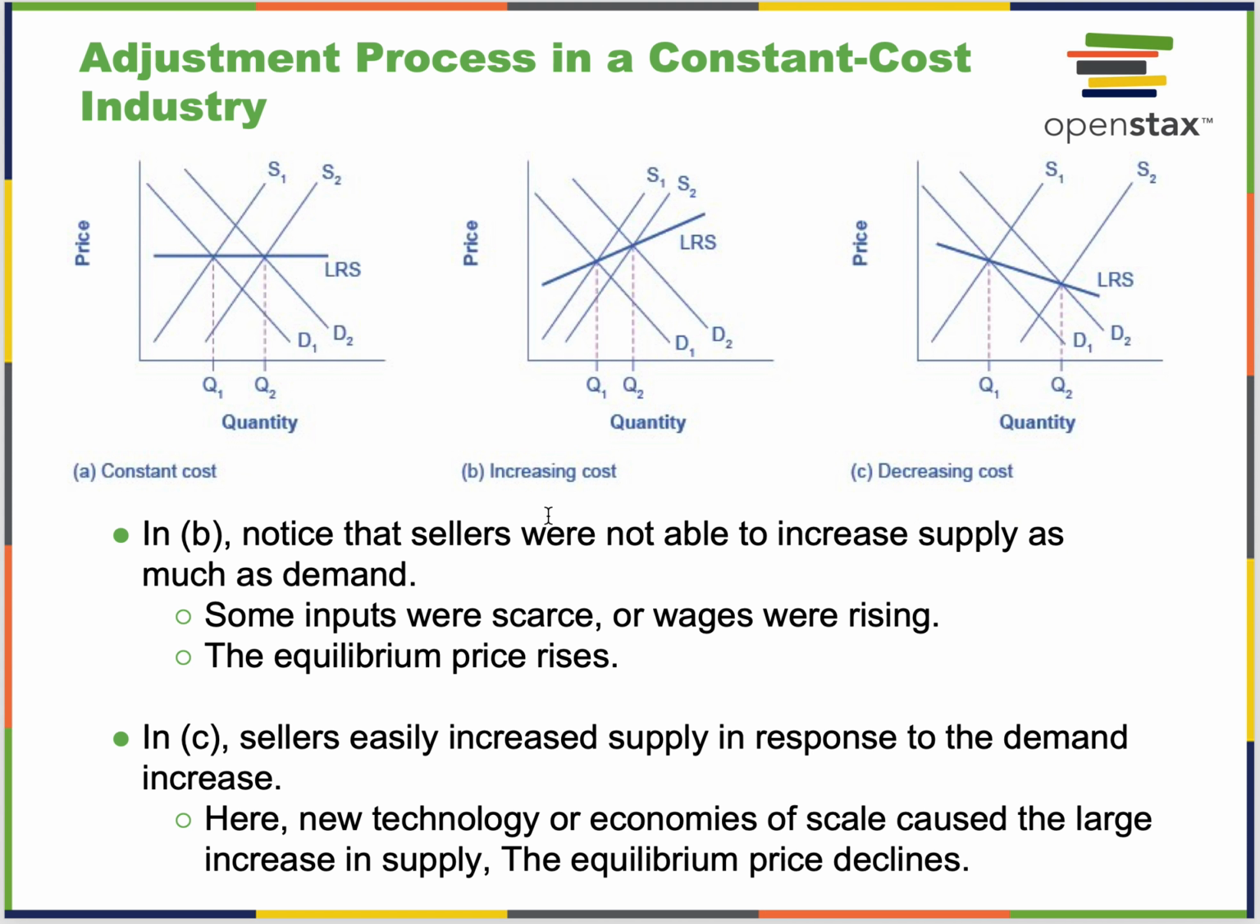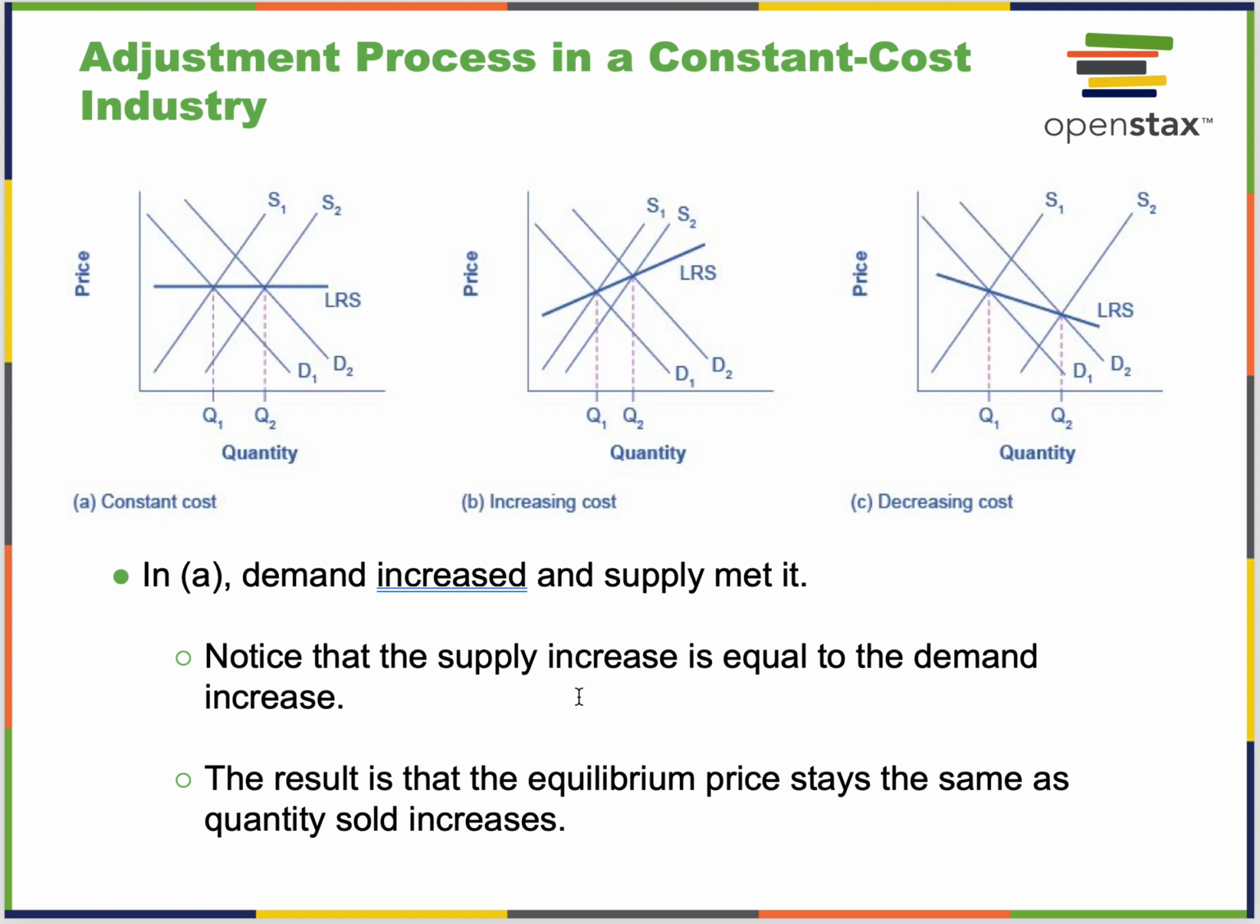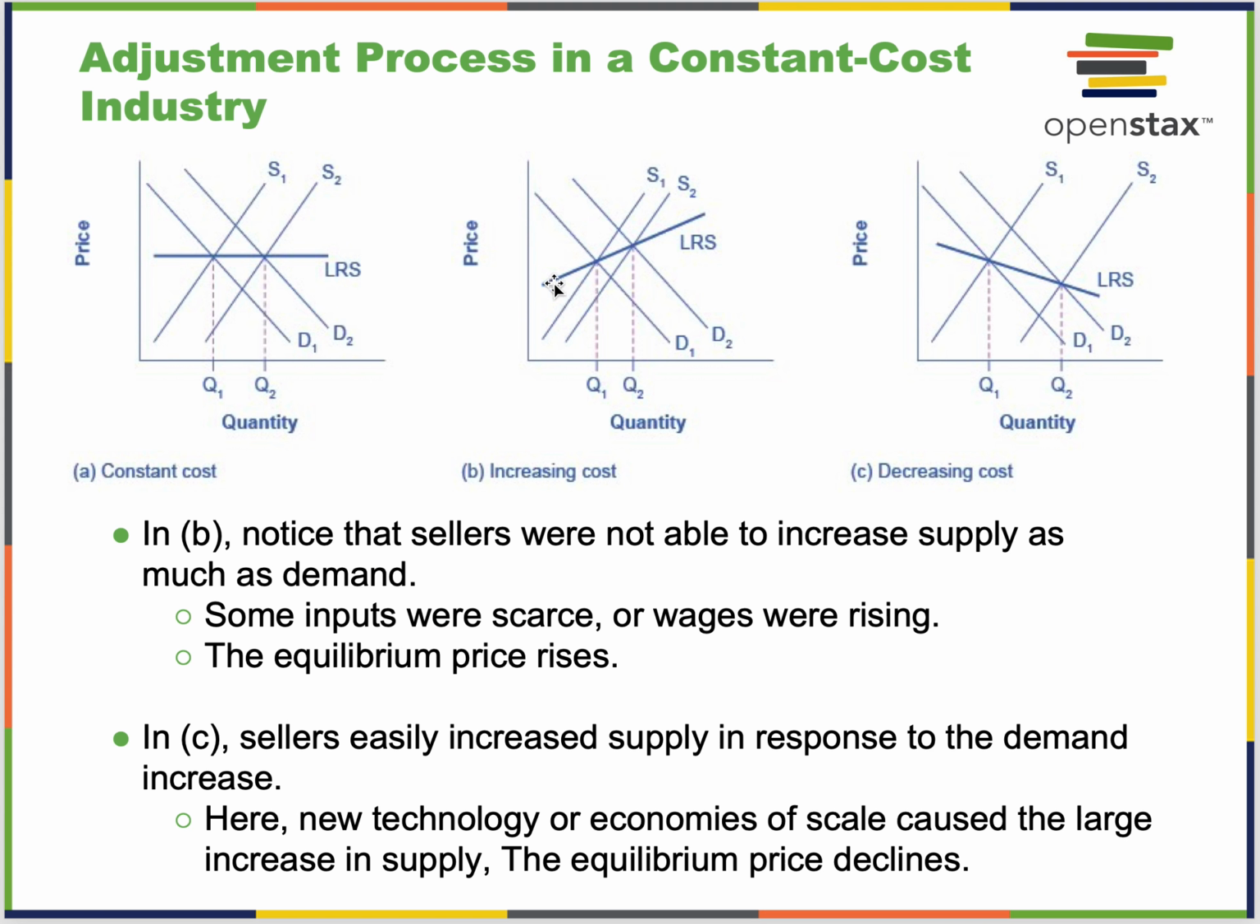So, in A, increase in supply, demand increased and supply met it. Notice that the supply curve increase is equal to the demand increase. The result is the equilibrium price stays the same as the quantity sold increases. The equilibrium price stays the same. In an increasing cost industry, the equilibrium price increases with quantity. It might not be at the same rate. It's the slope of the long-range supply curve.